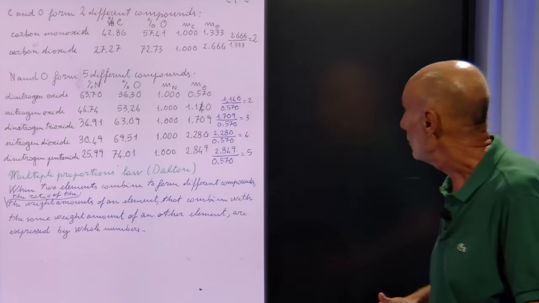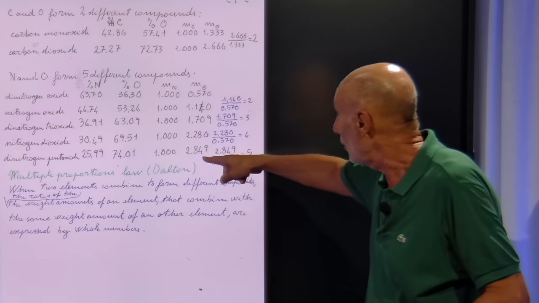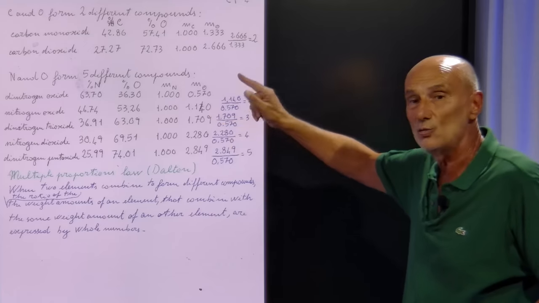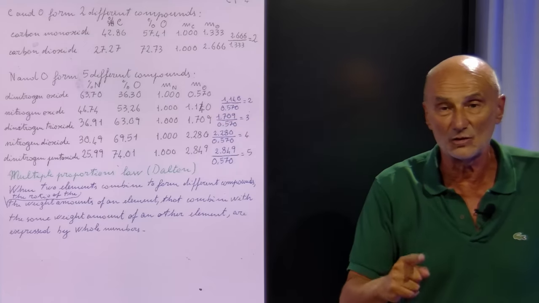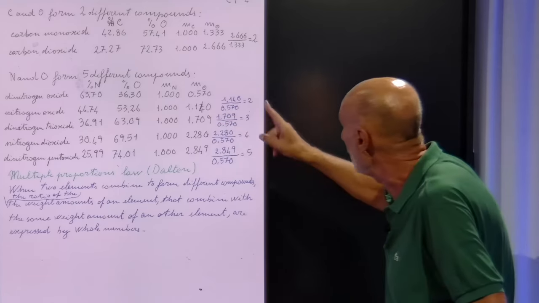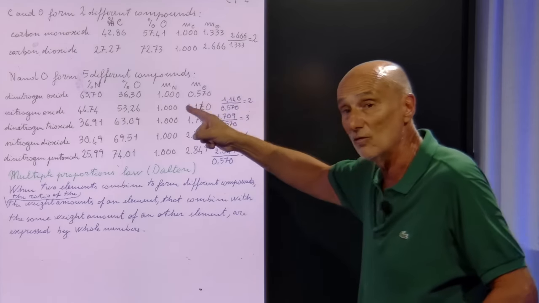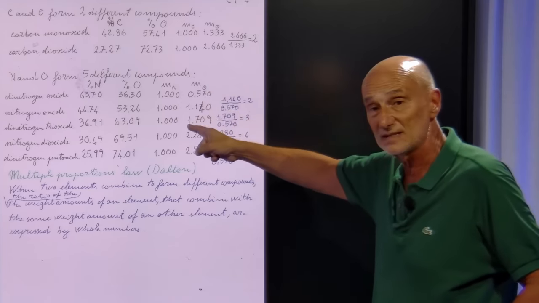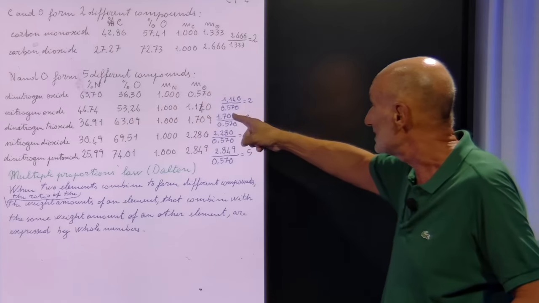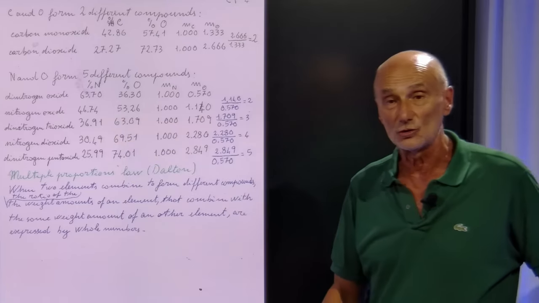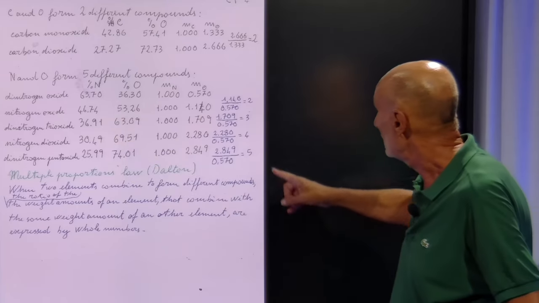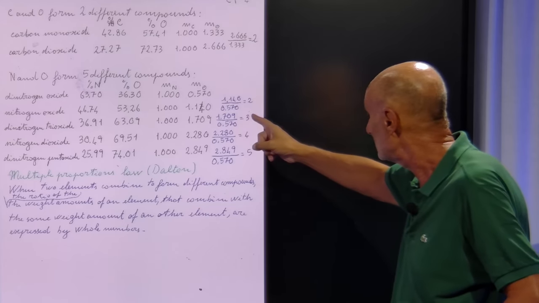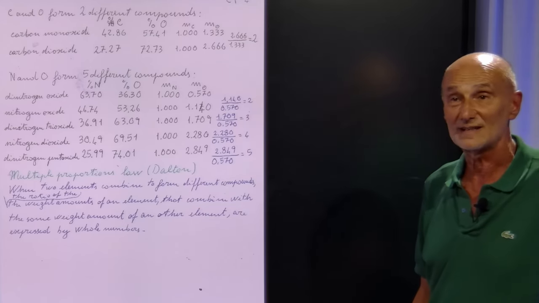Namely, we take all these masses of oxygen, and we divide all these masses of oxygen by the smallest mass of oxygen, which is 0.57. In the first case, namely in the case of the nitrogen oxide, we have 1.14 divided by 0.57 gives us a result of 2.